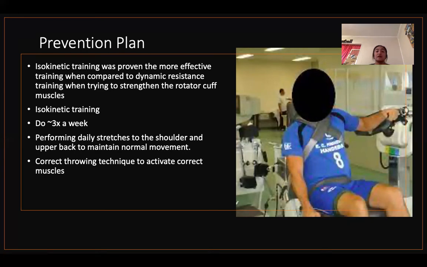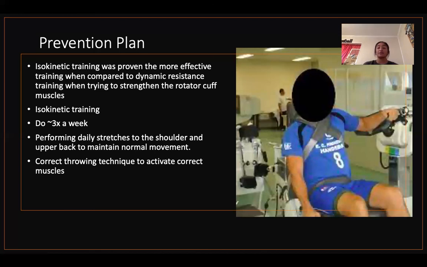This should be done 3 times a week at least, along with performing daily stretches to the shoulder and upper back to maintain normal movement, to be sure that certain muscles aren't tight while others are looser. Then you will be relying more on the looser ones and not the tight ones. And also make sure that the correct throwing technique is used to activate the correct muscles to help decrease the chances of muscle imbalance.